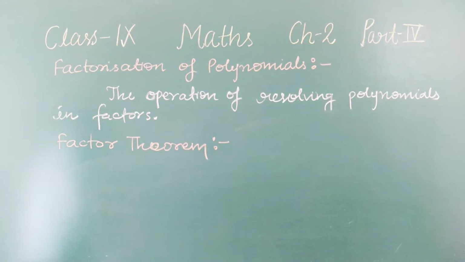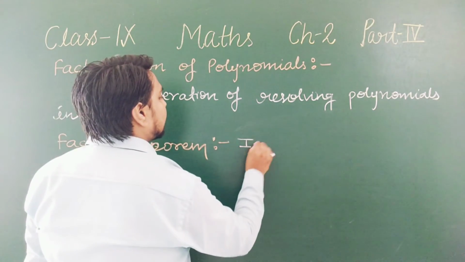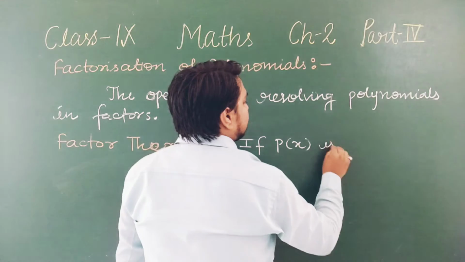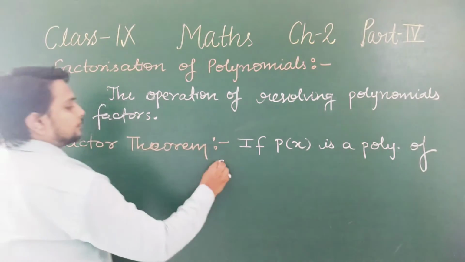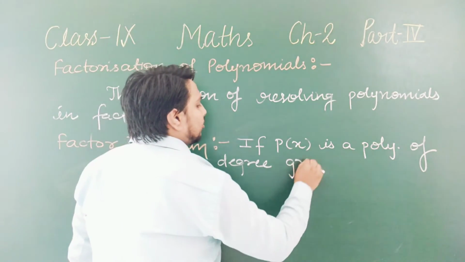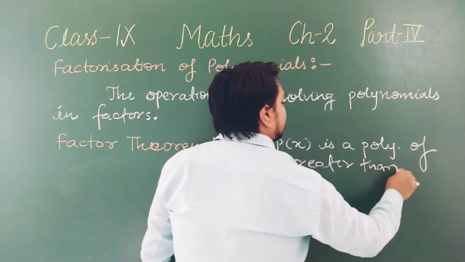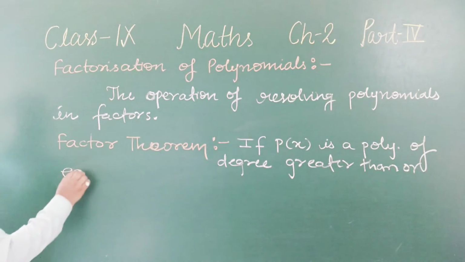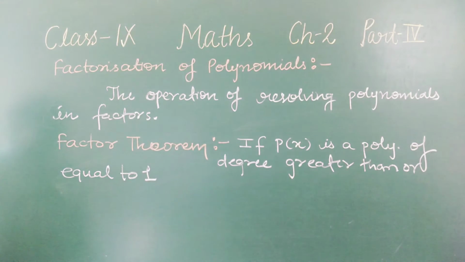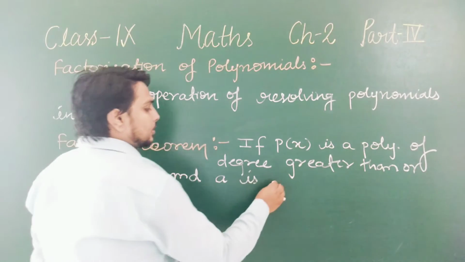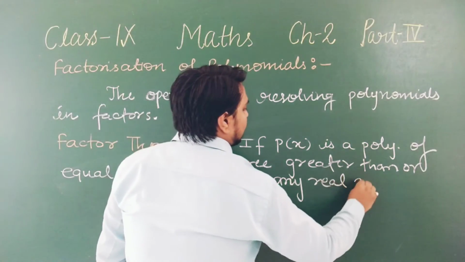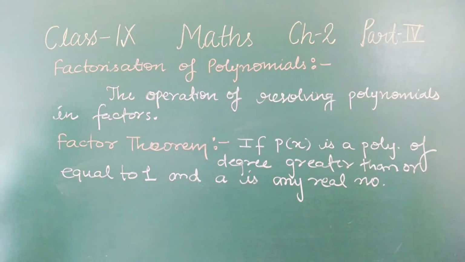So how can we define the factor theorem? We will write that if p(x) is a polynomial of degree greater than or equal to 1, and a is any real number, then by two methods we can represent this factor theorem.